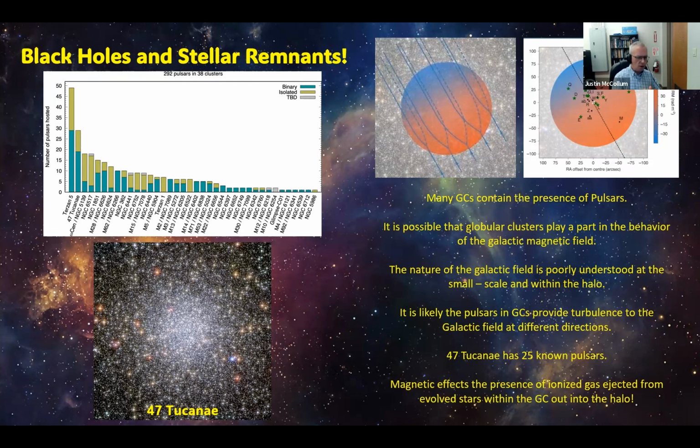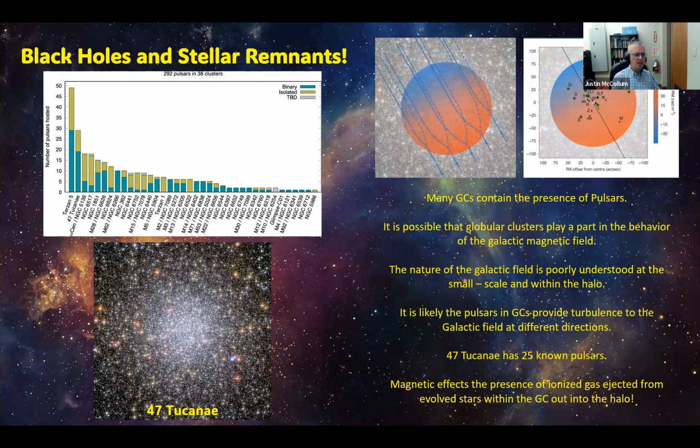Now, the pulsars are very important because one thing astronomers are learning is that there's a magnetic field. You know how the sun has a magnetic field, the earth has a magnetic field? Well, the galaxy has a magnetic field. That magnetic field appears to be more uniform in its behavior on a grand scale, but at the smaller scale, there's a lot of turbulence. There's a lot of effects that are taking place in the magnetic field at the level of these globular clusters. And the nature of that is not very well understood.